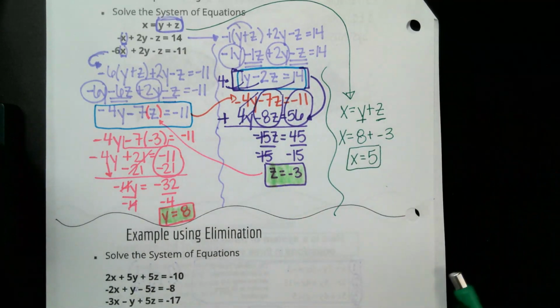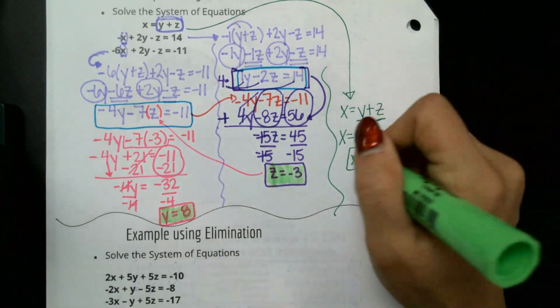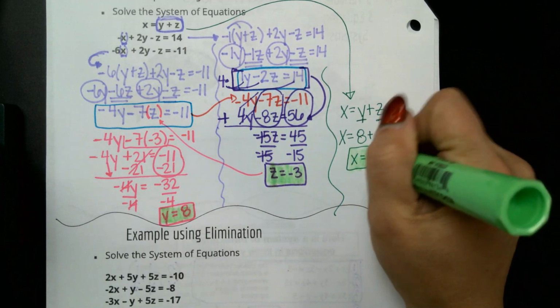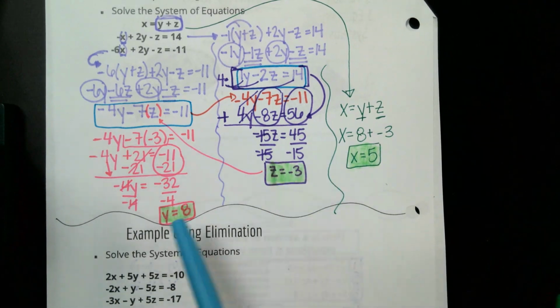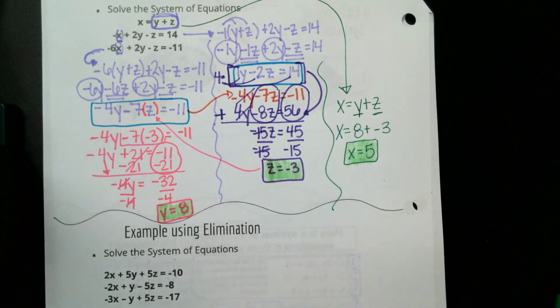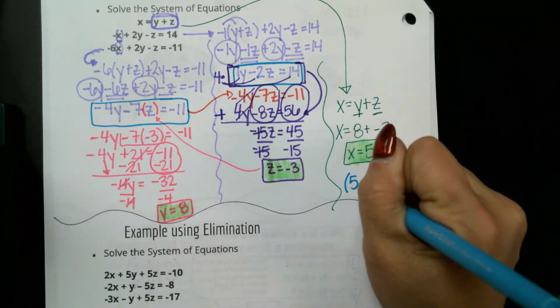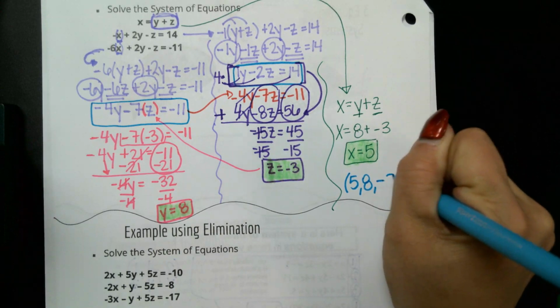Okay, we have all 3 of our answers. Final answer has to be written in parentheses, right? So it's kind of like an ordered pair, but there will be 3 numbers. And just put it in alphabetical order. So we know in the alphabet it goes X, Y, Z, right? 5, comma, 8, comma, negative 3. Yep. 5, comma, 8, comma, negative 3.